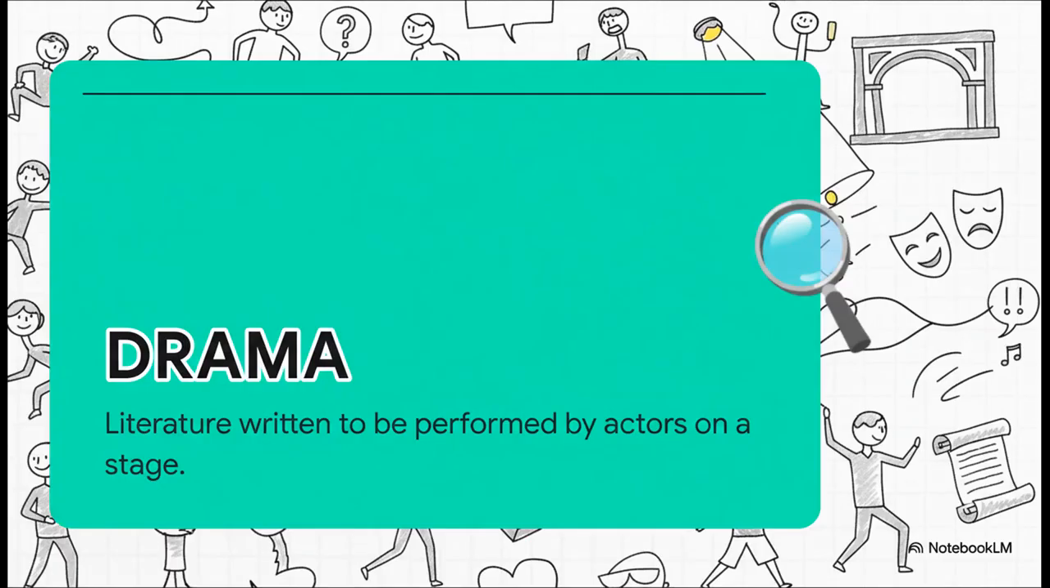And here it is, the core definition. At its heart, drama is simply literature that is written with one specific goal in mind: to be performed. It's not meant to just hang out on a bookshelf. It's designed to be brought to life by actors on a stage right in front of an audience. That performance part, that's the absolute key.